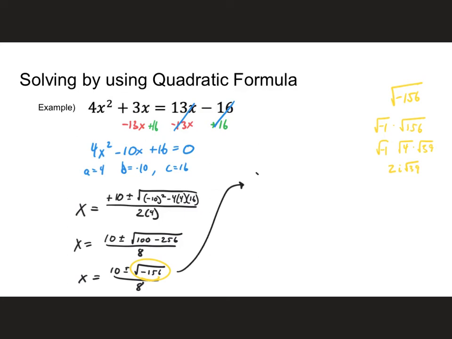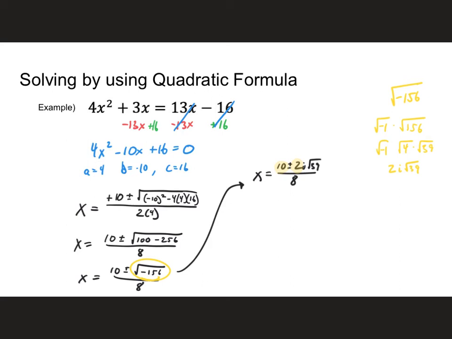So that gives me x equals 10 plus or minus 2i times the square root of 39 all over 8. Now, the one last thing that I want to make sure I do is make sure my fraction is simplified. If I look here, here, and here, I notice that all 4 of those numbers are divisible by 2. So I'm going to divide those numbers by 2.